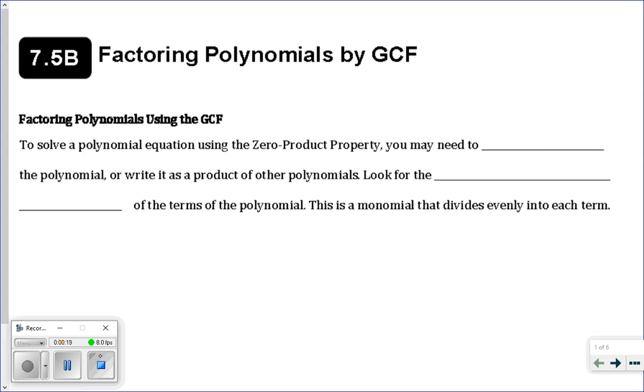Generally speaking, in the last lesson, we had polynomials that were already factored, and we practiced using the zero product property to solve those, making sure it was equal to 0, and then taking each of the factors and setting it equal to 0 in these little mini equations to find out what possible numbers would make that true. Because the zero product property states that the only way two things multiplied together can give you 0 is if one of those is a 0.